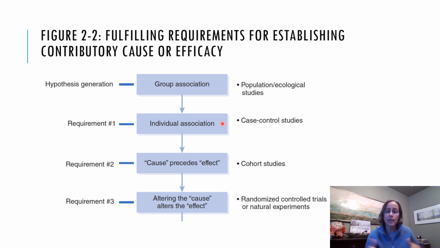Case control is then going out and interviewing people and their families and finding out, did they actually drink from this well? And then cohort studies, following people forward in time, right, allows us to see if the cause precedes or comes before the effect. And then requirement 3 is a little bit harder to do, right? It's doing those randomized controlled trials. I mean, or sometimes things are just natural experiments.